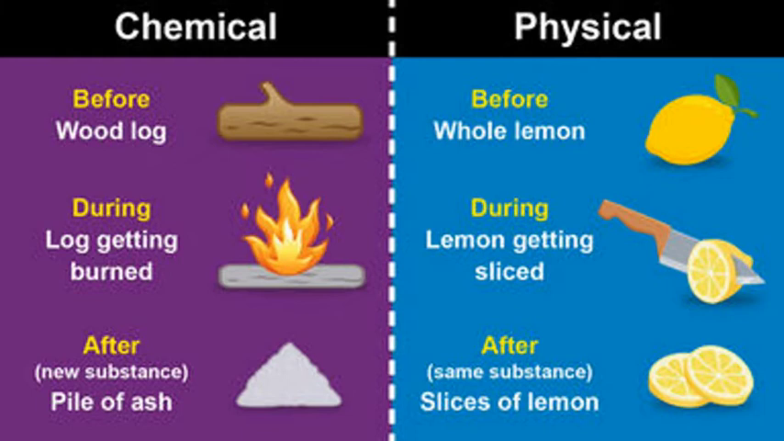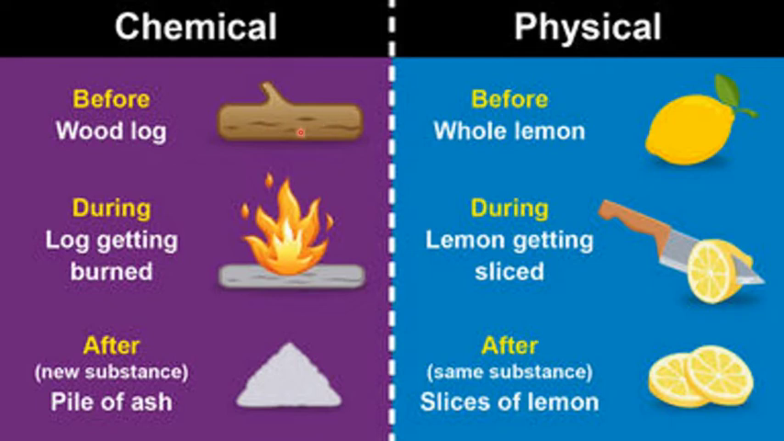To cut a long story short, a chemical change produces a new substance while a physical change does not. Or you can also say that in a physical change, no chemical reactions occur and no new compounds are produced. Let's try to understand this with the help of an example.